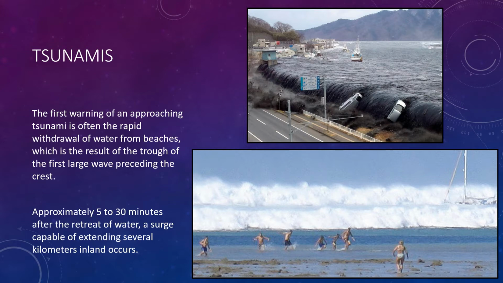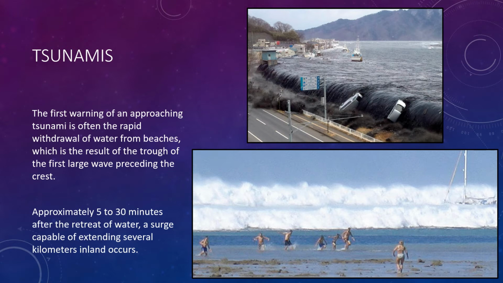The first warning of an approaching tsunami is often the rapid withdrawal of water from beaches, which is the result of the trough of the first large wave preceding the crest. Some inhabitants of the Pacific Basin have learned to heed this warning and quickly move to higher ground. Approximately 5 to 30 minutes after the retreat of water, a surge capable of extending several kilometers inland occurs. In a successive fashion, each surge is followed by a rapid oceanward retreat of the sea. Therefore, people experiencing a tsunami should not return to the shore when the first surge of water retreats.